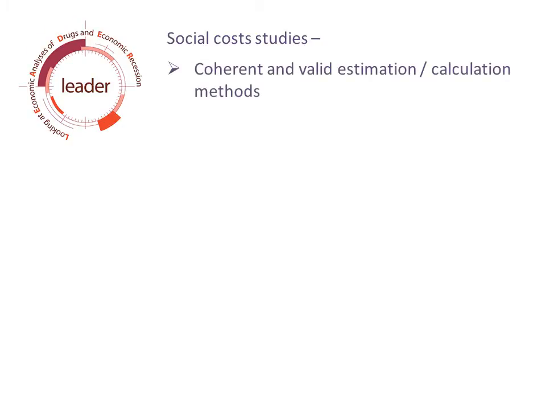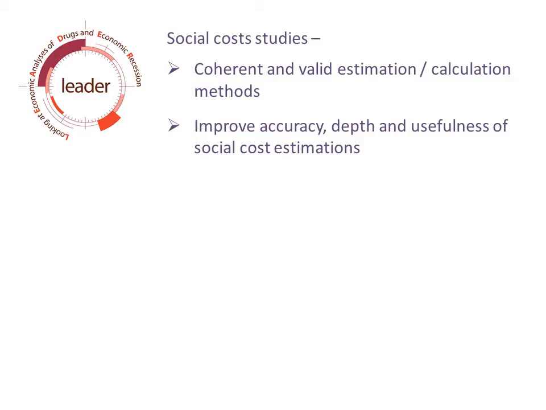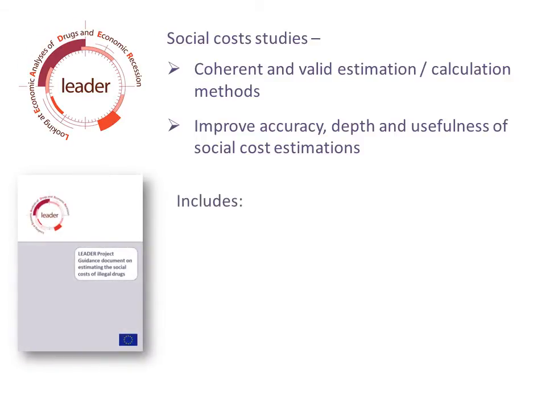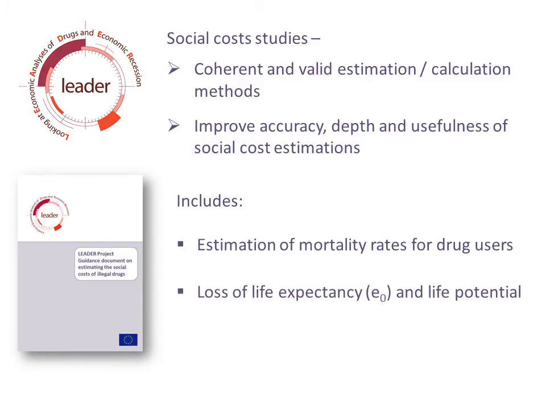In the LEADER project, we aimed to push forward the field of social cost studies by presenting coherent and valid estimation and calculation methods and components, which are not necessarily widely used, but which could improve the accuracy, depth, and usefulness of social cost estimations for illegal drug use. The LEADER guidance includes estimation of mortality rates for drug users, the estimation of loss of life expectancy and life potential as a consequence of illegal drug use, using Helwig's method to compare different social cost levels between countries, taking into account multiple factors in the countries related to drug use. These two techniques will be briefly described here. For a full and more detailed account, see the LEADER guidance document itself and references by Sofia Malewska-Kubian, which are listed in the document.